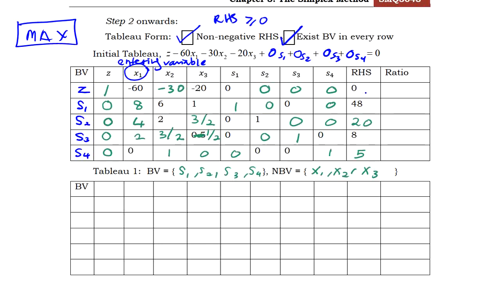Next, for the feasibility condition in step 4, we need to choose a leaving variable. For the leaving variable, we need to eliminate one of these BVs. So we need to check the ratio by using a ratio test: right hand side over the coefficient on this pivot column. We call this the pivot column.